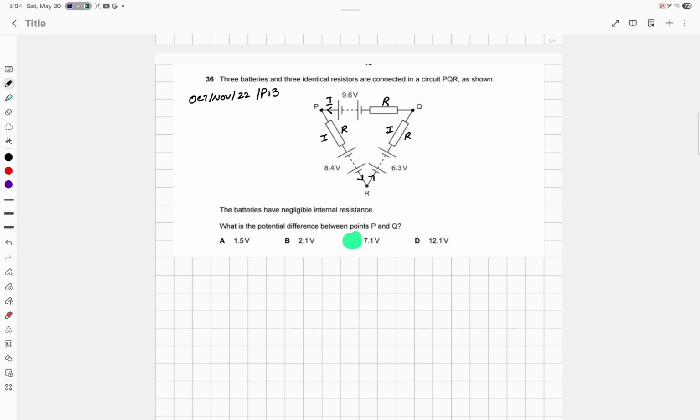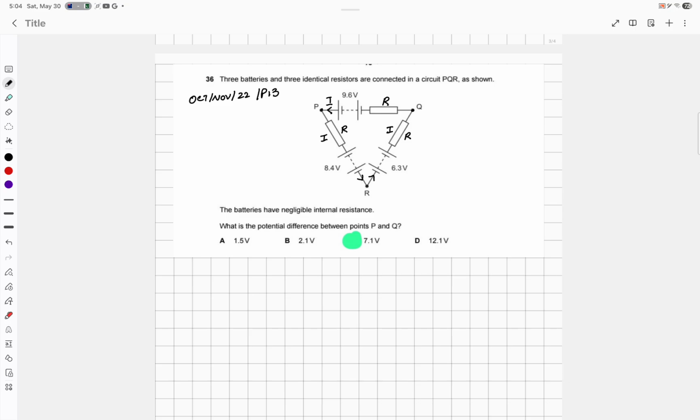Now I am applying Kirchhoff's second law again, because with current and resistance and the values of EMFs, we can only work with Kirchhoff's second law. So according to Kirchhoff's second law, sum of EMFs must equal the sum of the products of IRs.